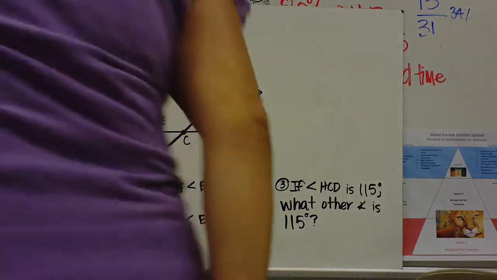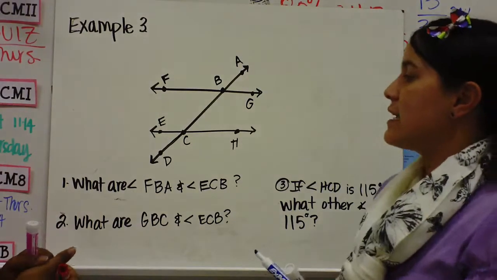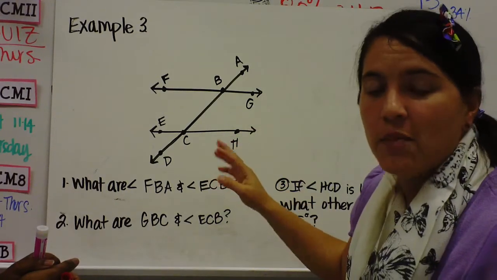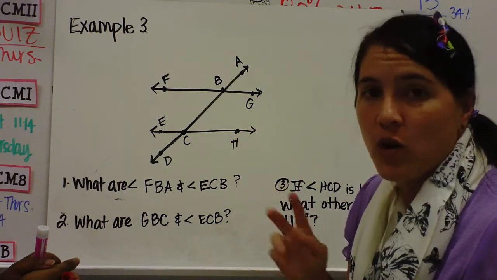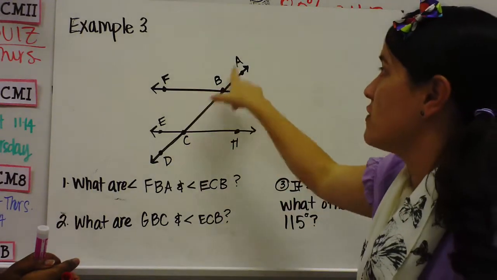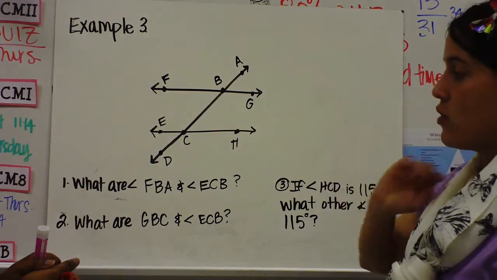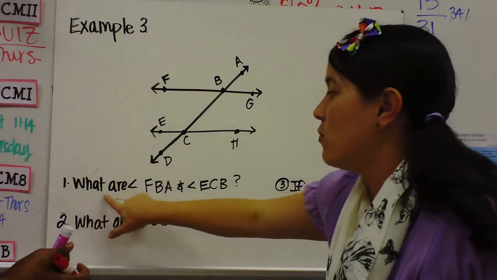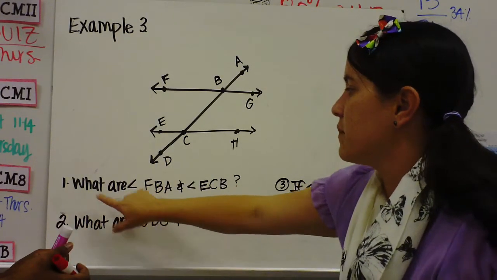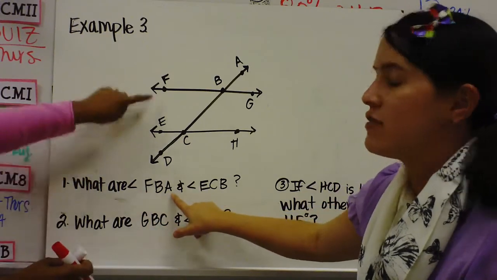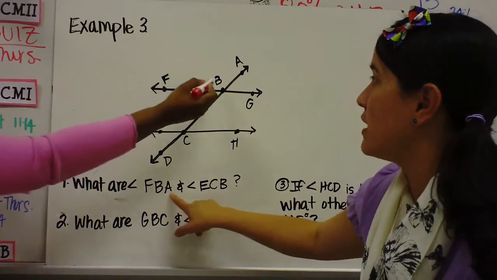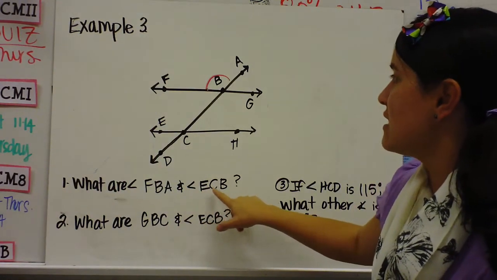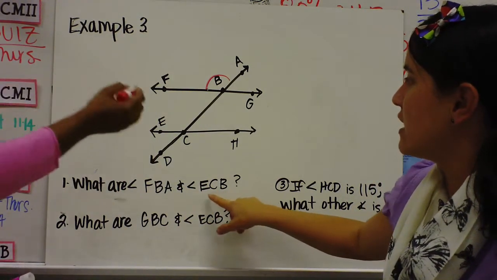Okay. All right, so in this example, parallel lines cut by transversal. But instead of numbers measure angle 1, 2, 3, 4, whatever, we're actually using letters. So a couple of questions. Make sure you get this down and you copy this down. Question number one, what are angle FBA? So first thing you do is you find angle FBA right here. And ECB, angle ECB.